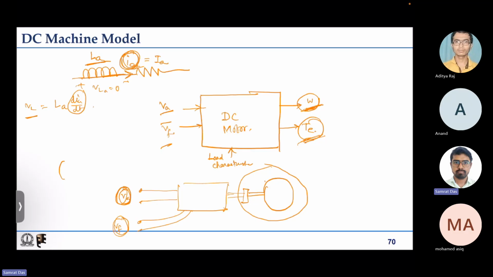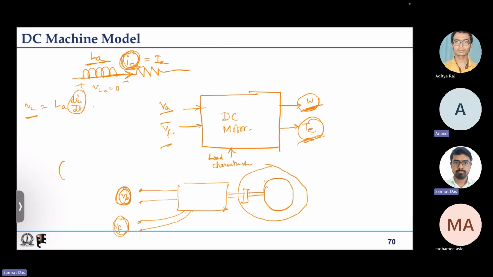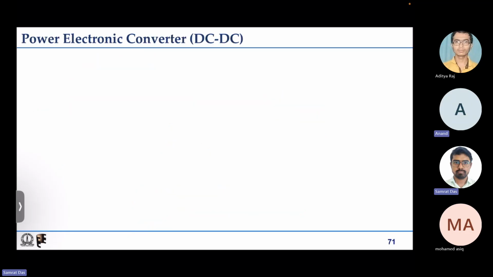Then it is possible to understand everything. So directly now we are going to the modeling of power electronics. We are not discussing the DC machines in detail, like armature reaction, right now. I'm just giving an overview of what the next things are going to be.